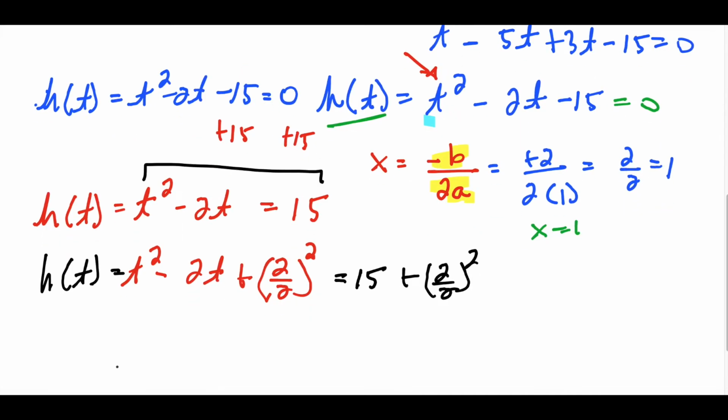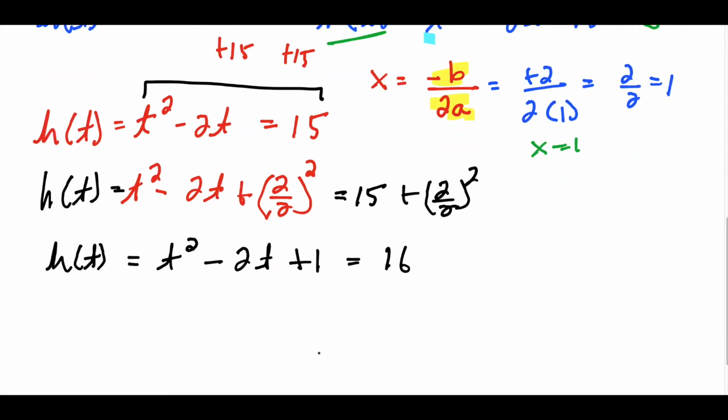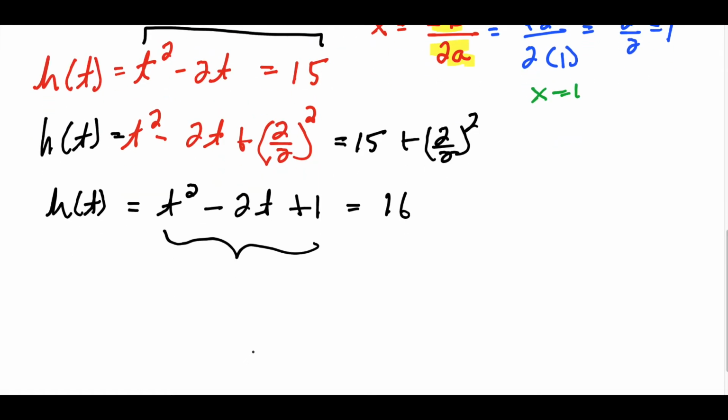Okay. So then we're going to get h of t equals t squared minus 2t plus 1 equals 15 plus 1, 16. Good. And by the way, this is your perfect square. So it factors beautifully. All right, so if you were to factor that, what would you get? t minus 1, t minus 1. So you do agree that we did complete the square, right?